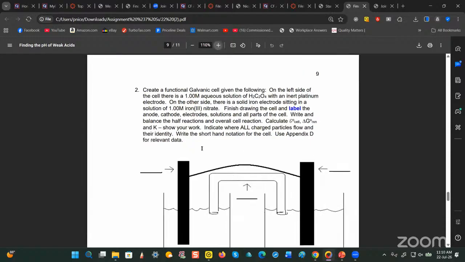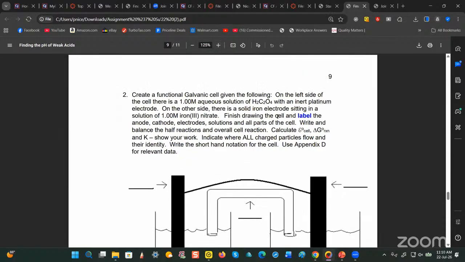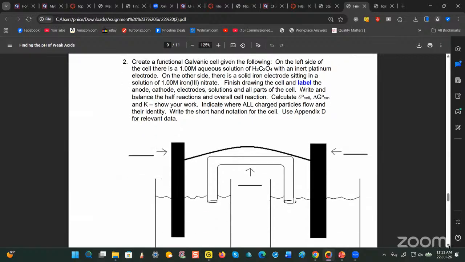Right? Then it says finish drawing the cell and label the anode, the cathode electrodes, solutions, and all parts of the cell. Write and balance the half reaction and overall cell reaction. Calculate the EMF of the cell, delta G and K. We won't be able to do delta G and K quite yet, but let's focus on the other parts. Indicate where all the charged particles flow and their identity, and then write a shorthand notation for the cell, and you're going to use the data from the tables that I just showed you in order to complete this chart.